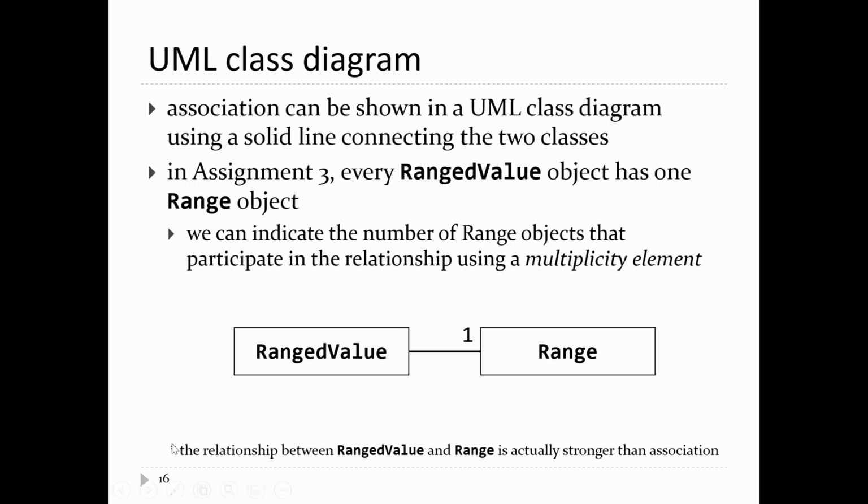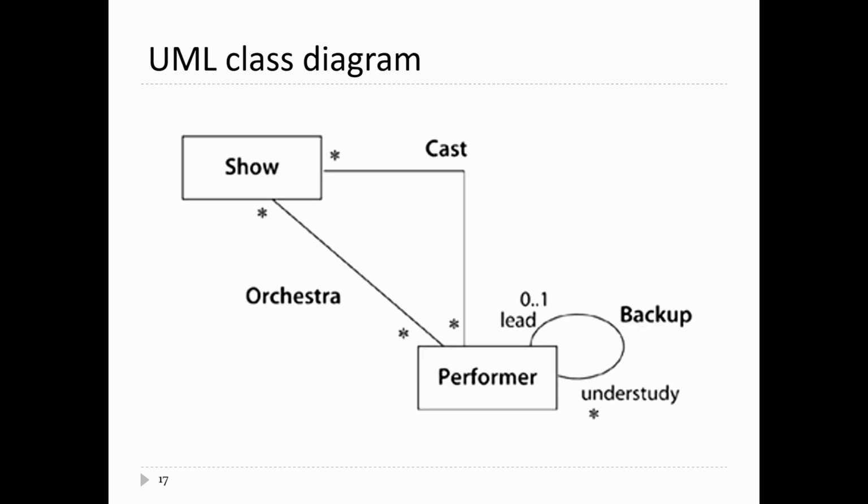There's actually a note down here. It says the relationship between range value and range is stronger than just plain old association. We'll get to that in a minute. Okay, here's an example of a fairly complicated UML class diagram.